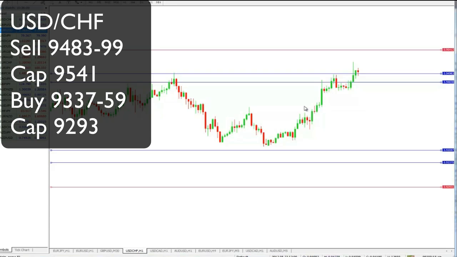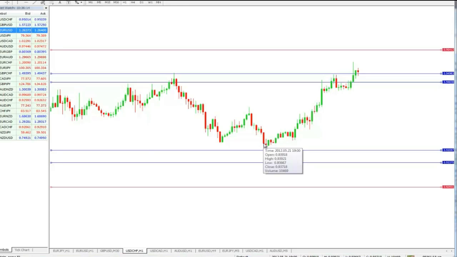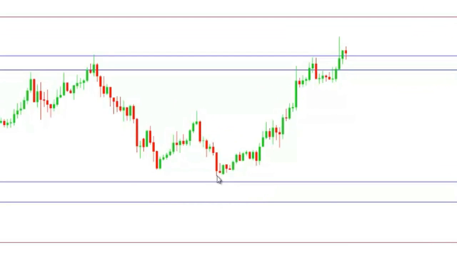Dollar Swiss didn't quite hit Monday. I've been through this before: if I'm within 5 or 10 pips of a level and I'm sitting at it, I'm going to probably take that trade. So I would have bought around here. But if I'm not sitting at it, I've got pending orders set, so this would not have been filled.